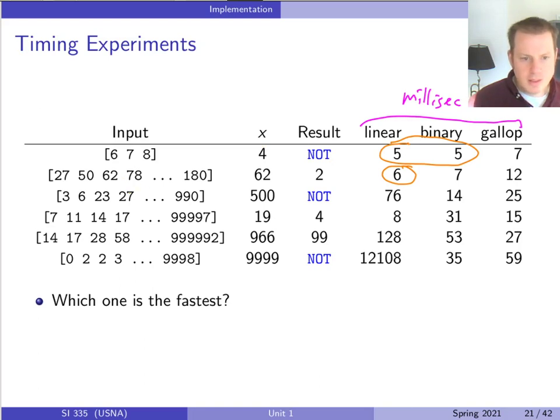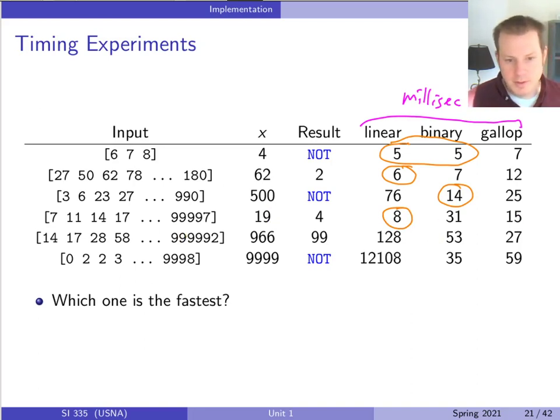In this case, where we have an array with a few hundred things in it, and we're looking for something right in the middle, binary search is the clear winner. This example has a few thousand things in it, but we're looking for something very close to the beginning, and linear search ends up doing best. Notice that Gallup search is kind of second best there.